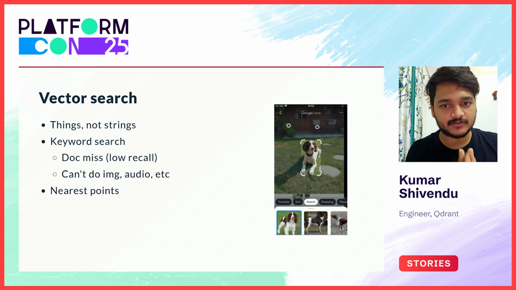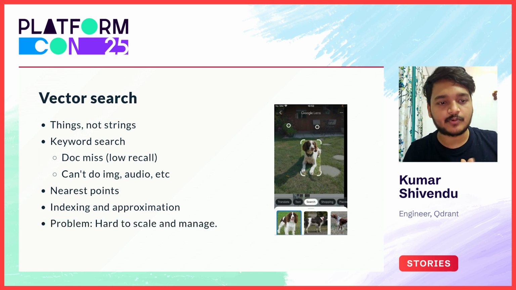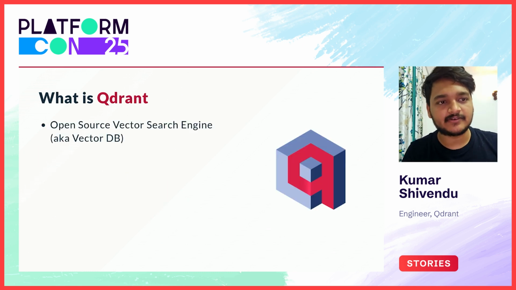The general philosophy for vector search is that you try to find the nearest points in that dimensional plane, right? To optimize this, you can do some kind of indexing and approximation, but this problem is still hard to scale and manage, especially if you have a billion vectors. That is exactly where vector databases or vector search engines like Qdrant come into the picture.